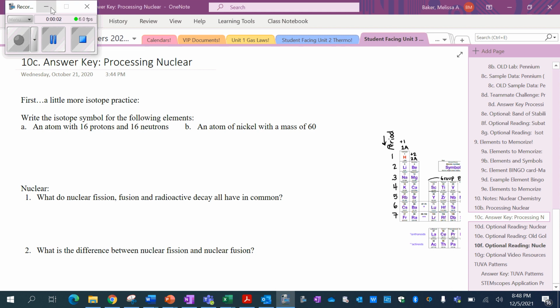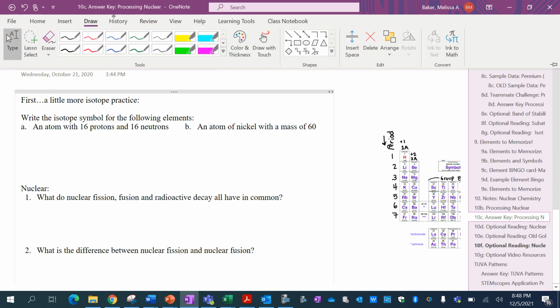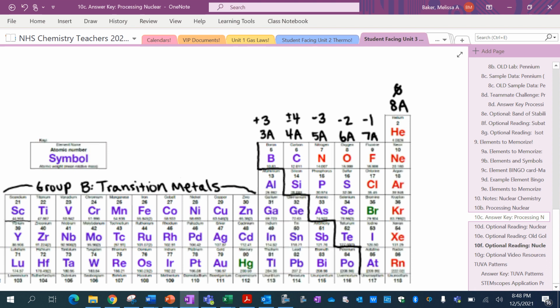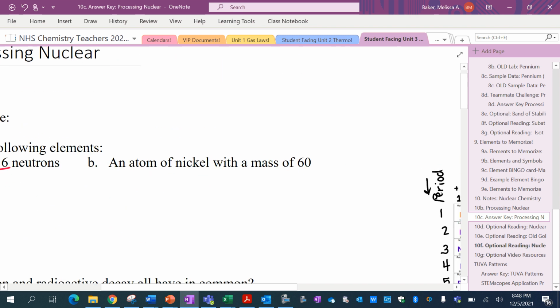All right, let's take a look at processing nuclear. First it starts with a little isotope practice. To write the isotope symbol for an atom that has 16 protons and 16 neutrons, we've got to go over and look up what number 16 is. Number 16 is sulfur. So we want to do an S for sulfur, and then the lower left is the atomic number, the number of protons, and the upper left is the mass number. So we get that by doing 16 protons plus 16 neutrons.